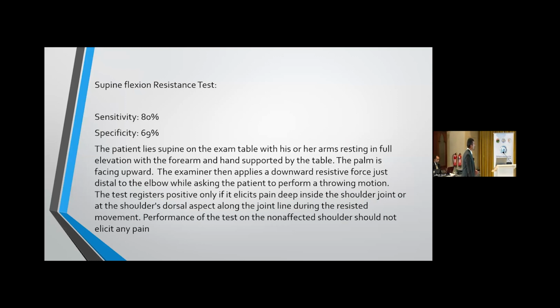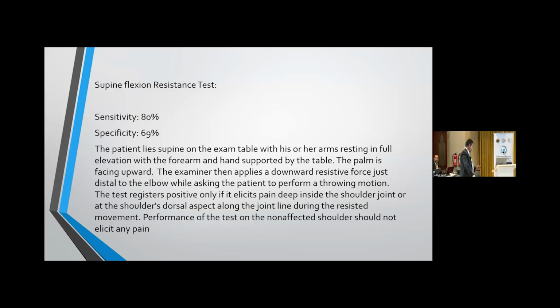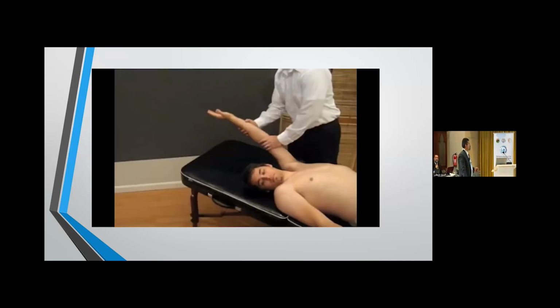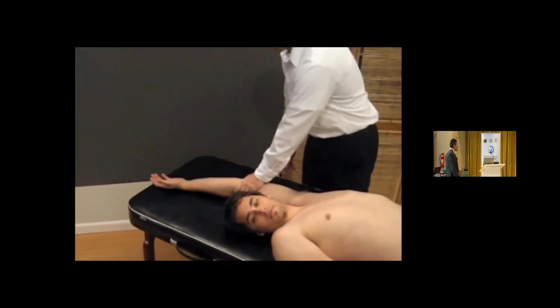Supine flexion resistance. The patient lies supine on the examination table while the arm is fully elevated over the head. Your palm is above the arm and the patient pushes upward, like that, and the patient pushes forward. When the patient feels pain from the bicipital groove, this means it's a positive test.